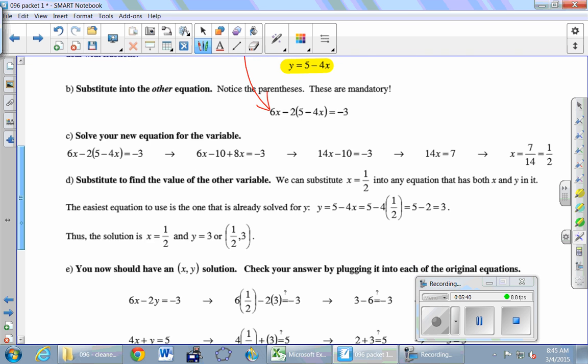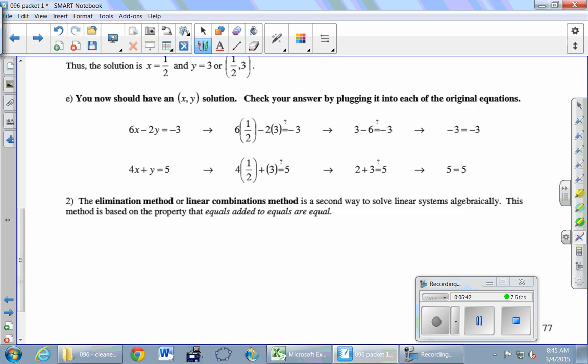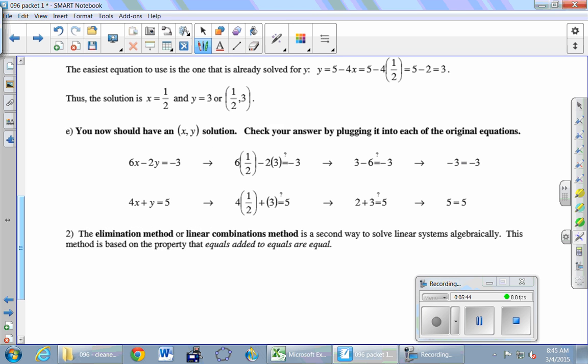And of course, you can always check to make sure that your point works. So taking 1/2 and 3 and plugging them into both original equations, you end up getting true statements. So that's our way of making sure that we did it right. Any questions on the process? Like I said, this was a little bit quick. It's going to make a lot more sense to you. It'll be more meaningful to you when you actually do some practice.